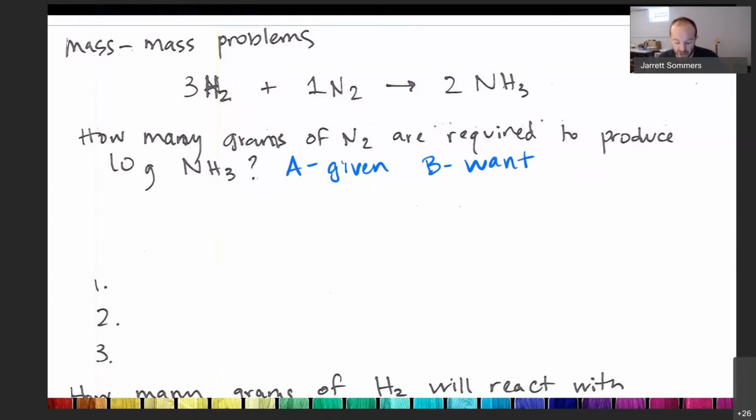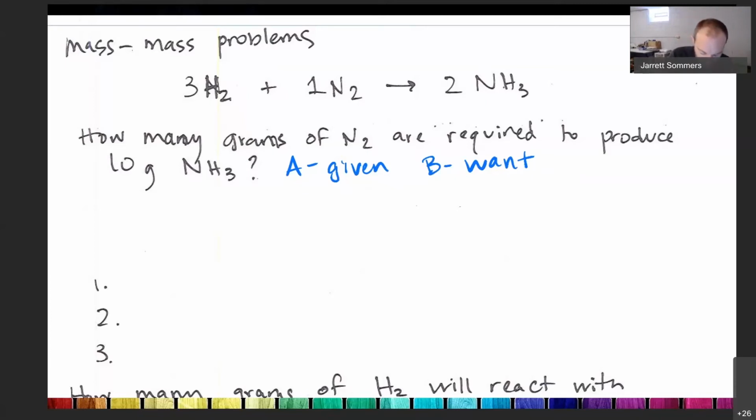Okay, so let's look at this problem. It says, how many grams of nitrogen are required to produce 10 grams of ammonia? Notice this question is about grams, not moles. We're given grams of one thing, we want grams of something else. That's why these are called mass problems. Start with mass of one thing, end with mass of something else. But the idea is the same. Take the thing you're given and convert it to the thing that you want.